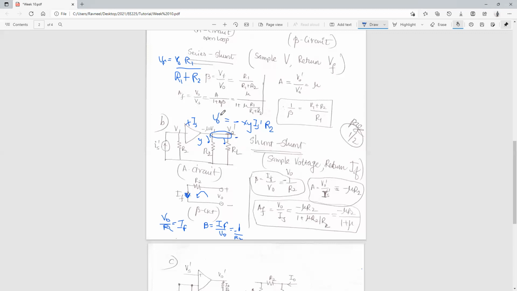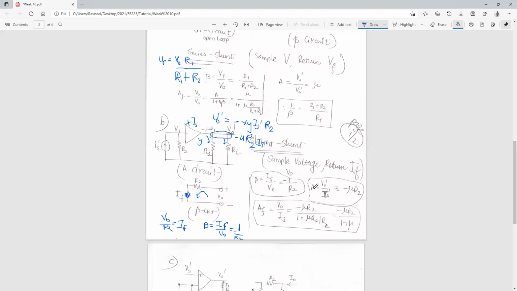So in that particular case, V naught dash is equal to some factor mu times R2 times is dash. Now making V naught dash upon is dash, we are left with negative mu times R2.